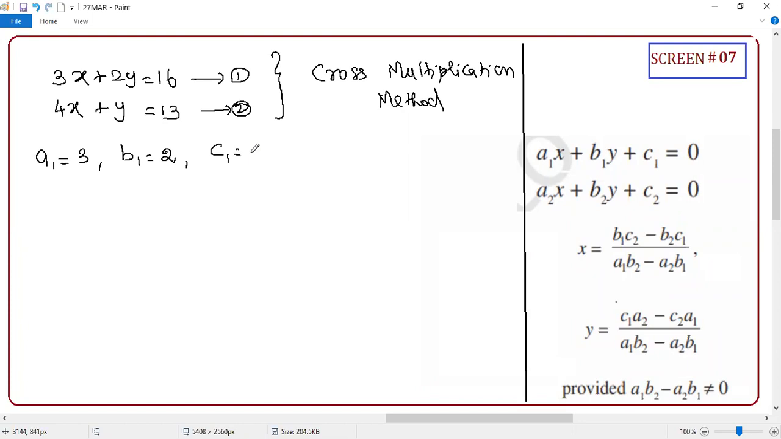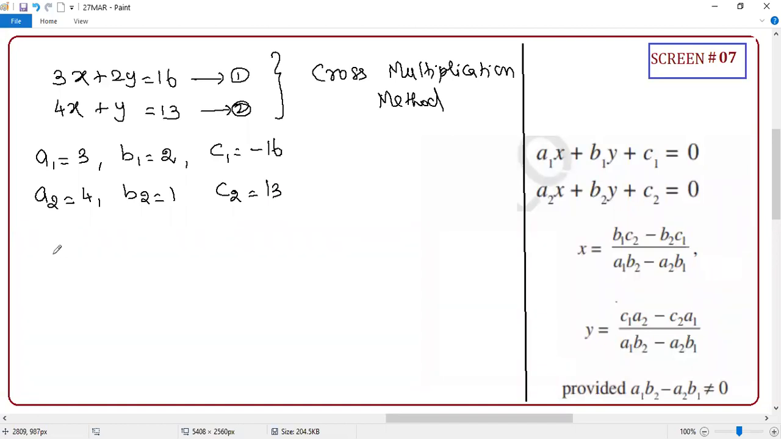Minus 16, sir. Yes, why? According to the formula, the C1 is on the left hand side, but here it is on the right hand side, you don't want to move. Just when you are writing the value, put minus 16. This is an important condition if you want to use the cross multiplication method: the constant and everything must be on one side. Now the second equation: A2 is 4, B2 is 1, C2 is 13.